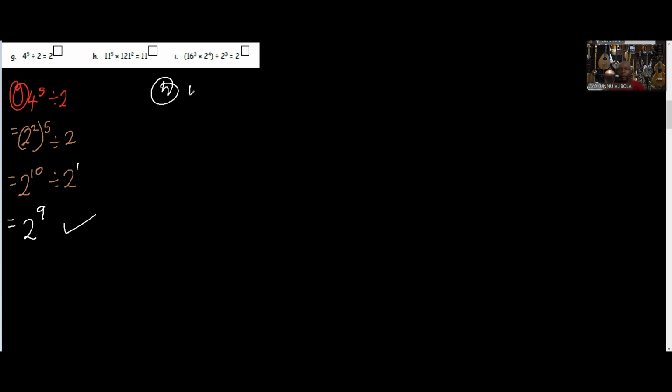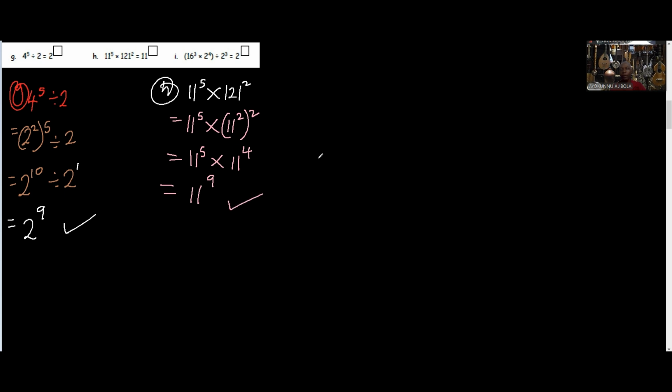Question H. 11 raised to power 5 times 121 squared equal to 11. So it's 11 we're using because it says equal to 11. So let's turn both of them to 11 and 11. Please look at this. The first one is already 11 raised to power 5. But the second one, we'll turn it to 11. That'll be 11 squared, then another 2 because 11 squared is 121. Then we have 11 raised to power 5 times 11 raised to power 4 because of these 2 times 2 that becomes 4 on the 11. Then we add up the powers. This is 11 raised to power 9. I believe this is clear to you.